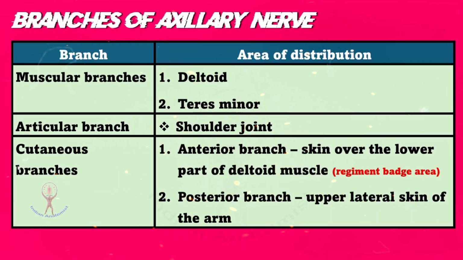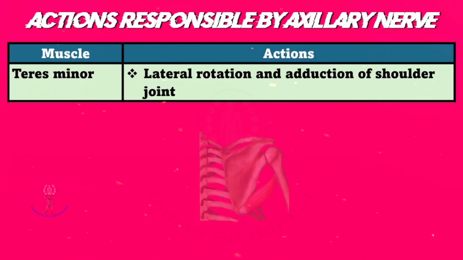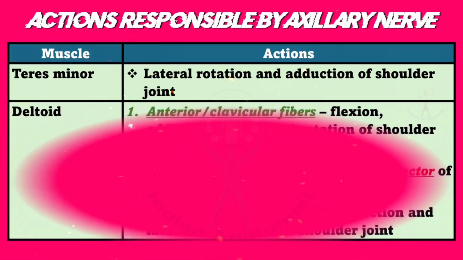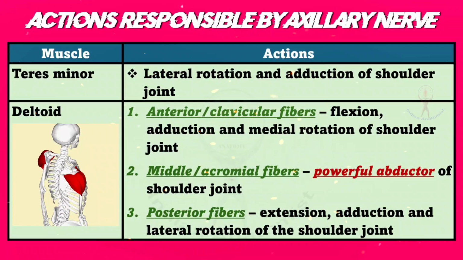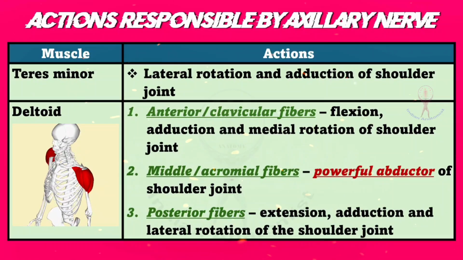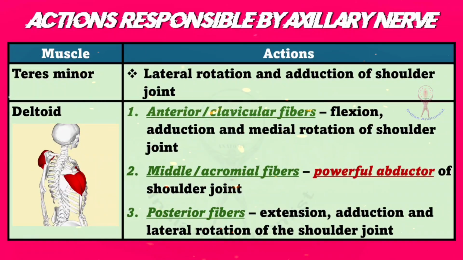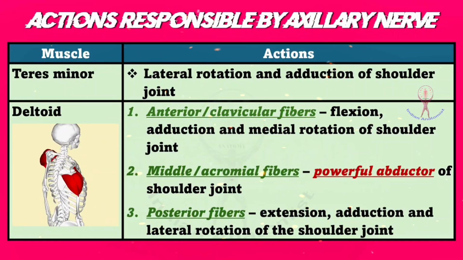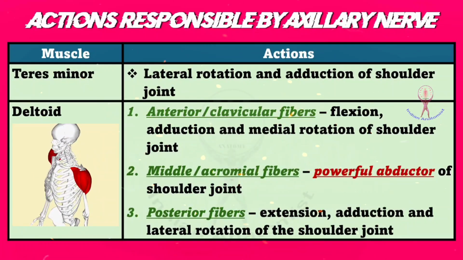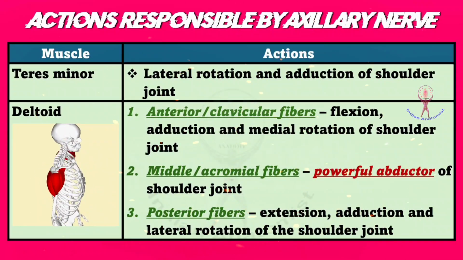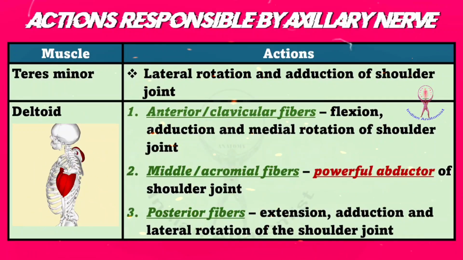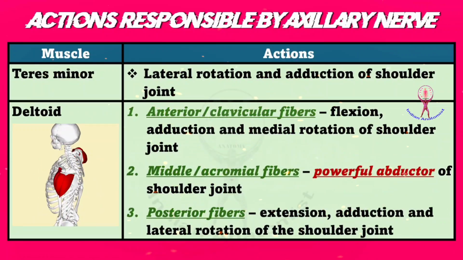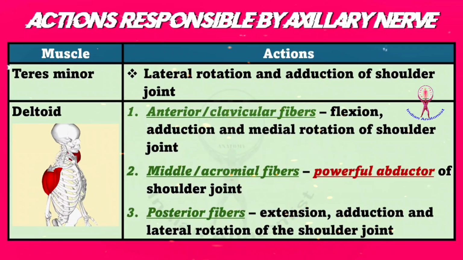Now what are the actions performed by axillary nerve? 1. Teres minor muscle is responsible for the lateral rotation and adduction of shoulder joint. 2. Deltoid muscle is an important muscle of the shoulder joint that performs various actions or movements on it. The anterior fibers are responsible for flexion, adduction and medial rotation of the shoulder joint. The middle fibers are powerful abductor of the shoulder joint that abducts the shoulder from 15 to 90 degrees. Finally, the posterior fibers are responsible for the extension, adduction, and lateral rotation of the shoulder joint. Now the formation, course, branches and distribution of axillary nerve is completed.